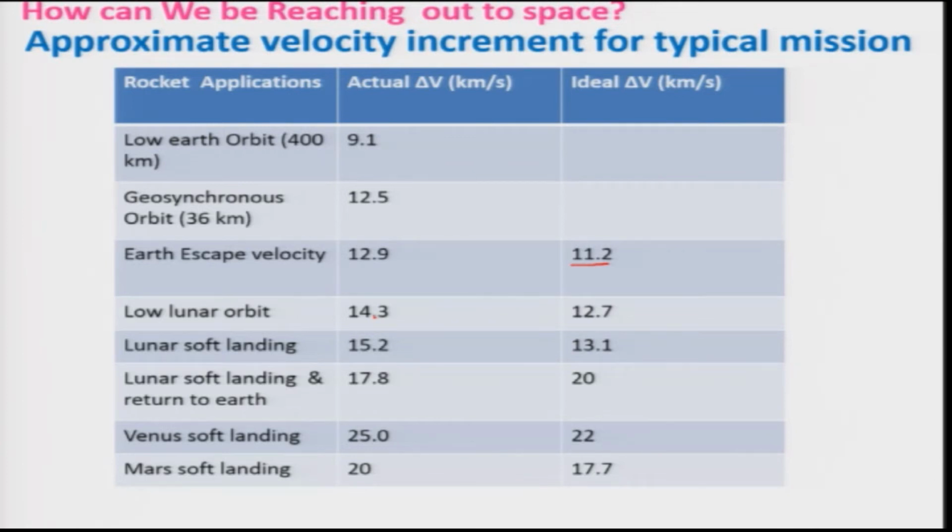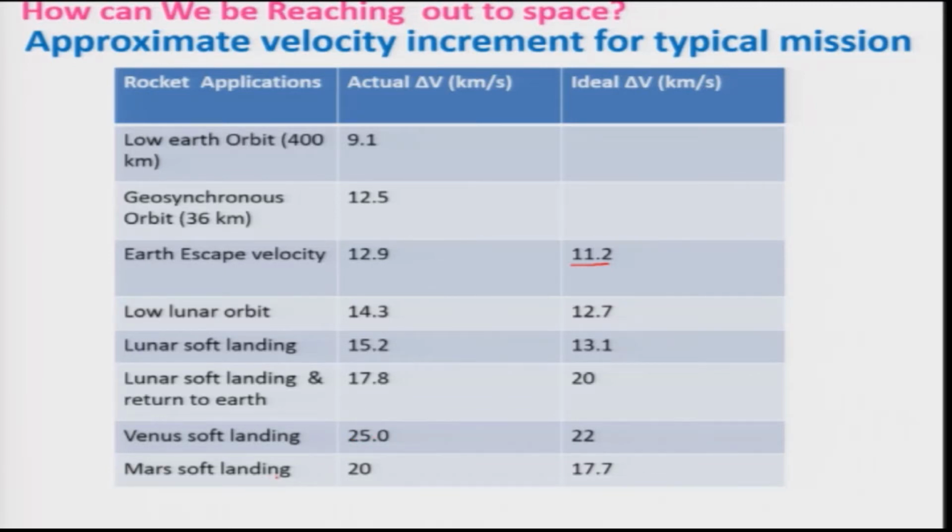And if you want to land, you need a certain velocity increment, that is something around 13.1 under ideal condition. For actual condition it will be 15.2. For lunar soft landing and return to earth, of course, the ideal is a little bit higher than the actual one, because you will be using the gravitational pull when you are landing back, and therefore the actual will be lower. Whereas for a soft landing you need around 22 kilometer per second, and for the actual one it will be 25 kilometer per second.